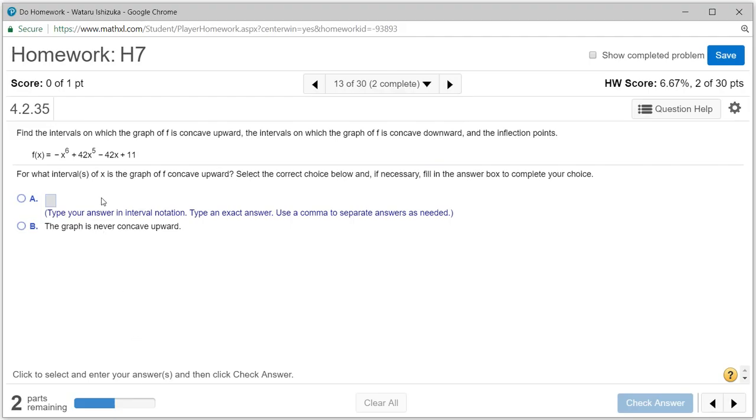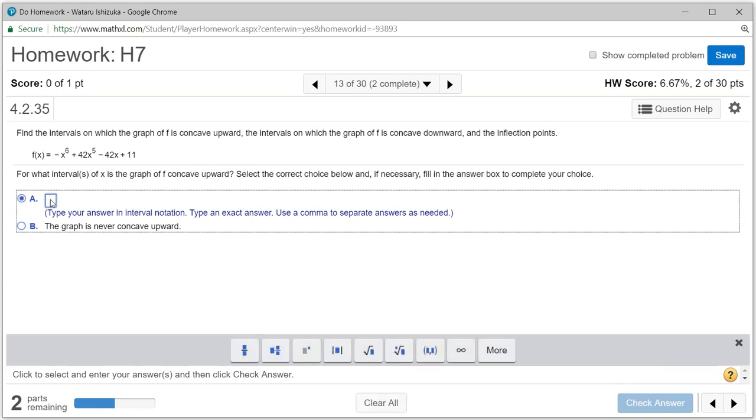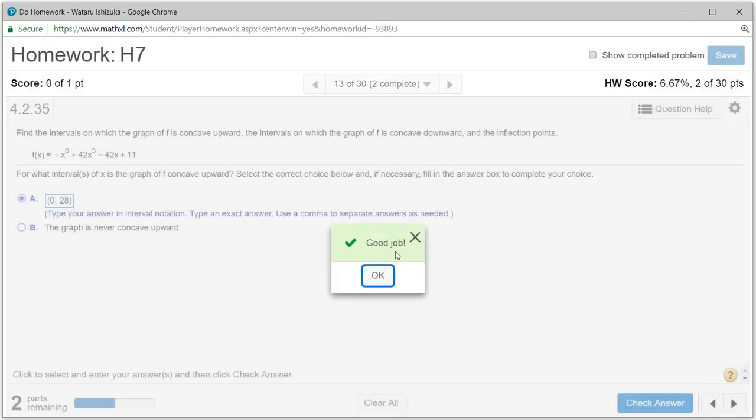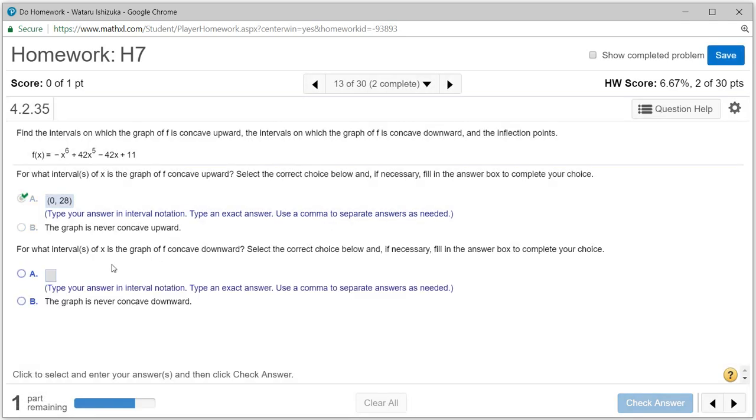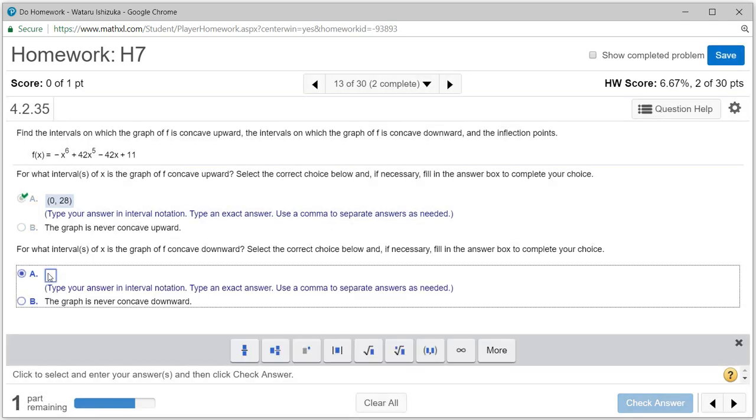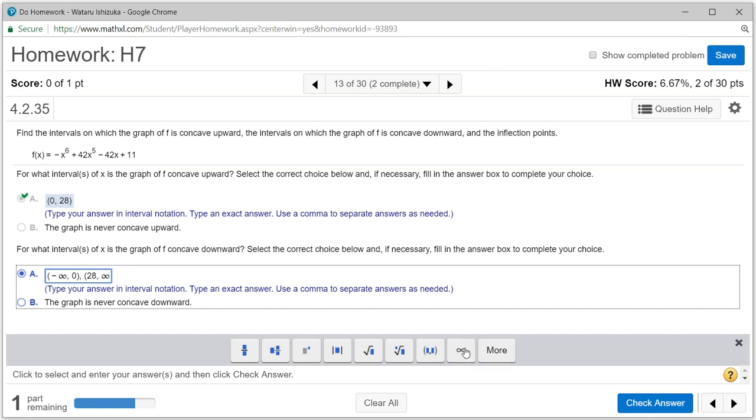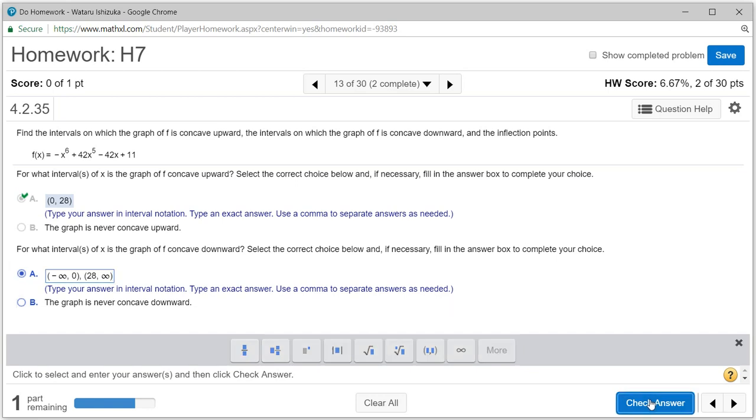Let's say for the interval where x is concave upward, this is going to be between 0 and 28. Check the answer. We got that. And concave downward, so everywhere else, it's going to be negative infinity to 0, comma, and 28, comma, positive infinity. Let's check the answer.